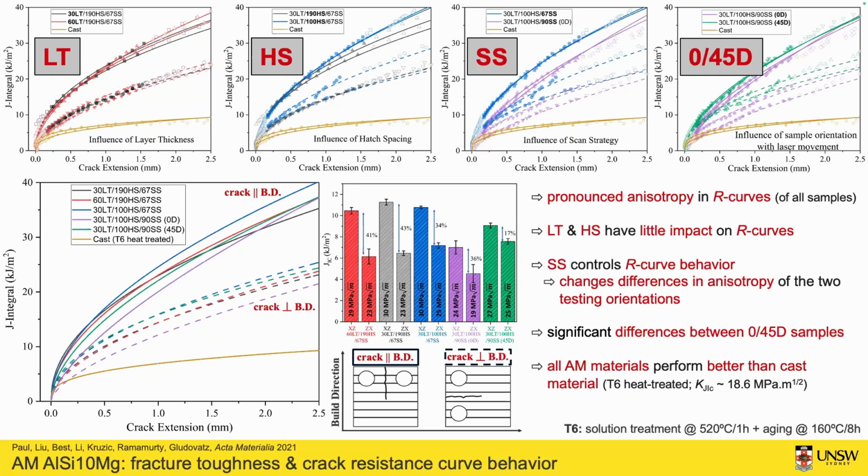However, in this case, it's the scan strategy. Once we start playing between 67 and 90 degrees, now this impacts our fracture resistance significantly. All these different batches, however, have a significantly better crack resistance curve behavior than conventionally processed material, that in that case was cast and T6 heat treated. There's a fracture toughness of about 19 MPa√m, whereas most of these other ones are between 20 and 30, which is quite a dramatic increase.